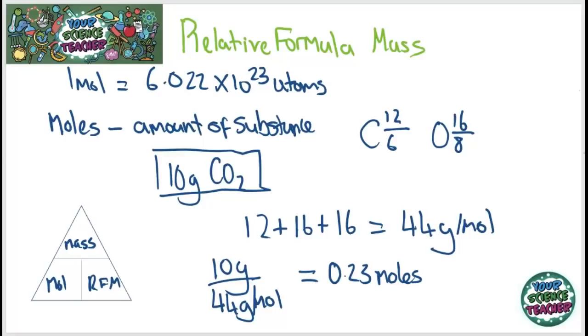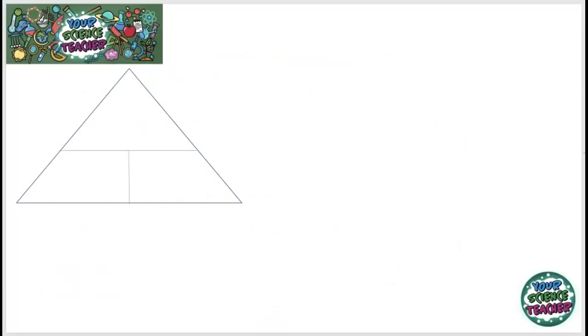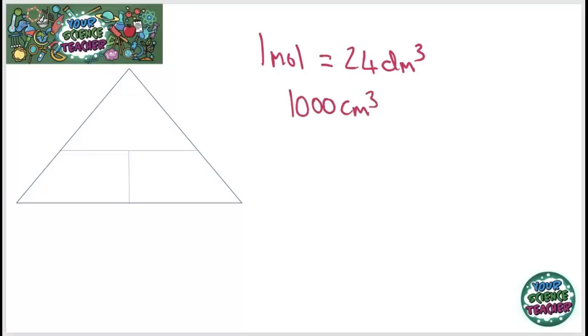You can also work out the moles of a gas you have as well, because 1 mole of gas always occupies 24 decimeters cubed of volume. And it's also important to remember that 1000 centimeters cubed is equal to 1 decimeter cubed, so you can easily convert between the two. So for example, if you had the volume in centimeters cubed, you could easily convert into decimeters cubed.